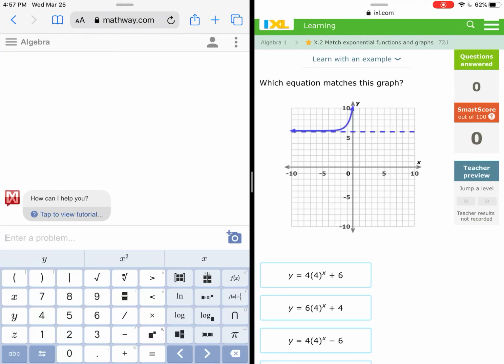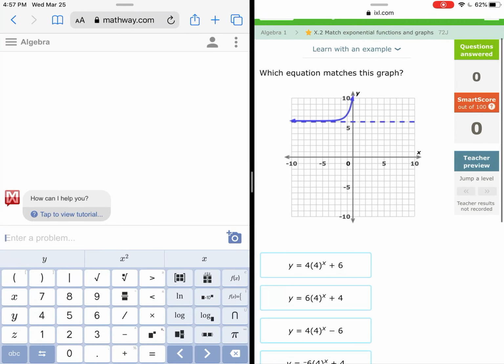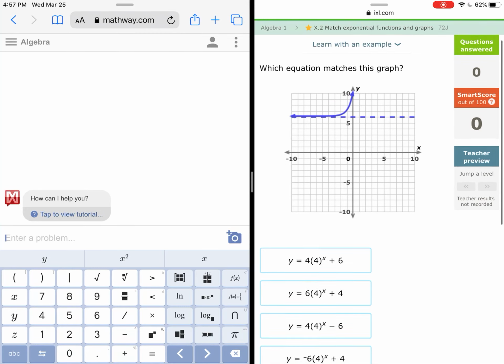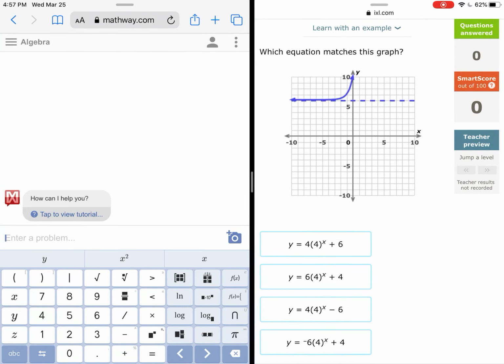Okay, so for this example, this is x2. What you can do here is, I have both of these websites open. I'm on iExcel and on mathway.com. What I'm going to do is type these equations into my box here.